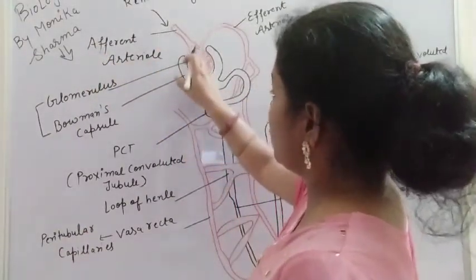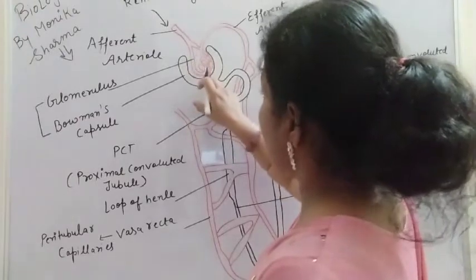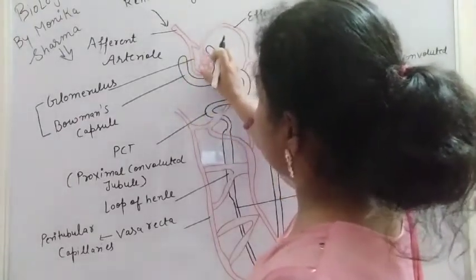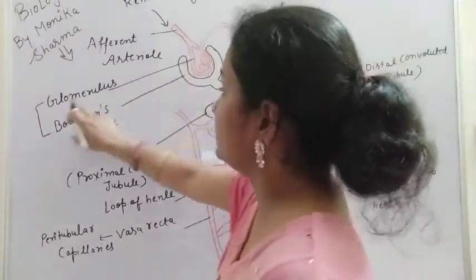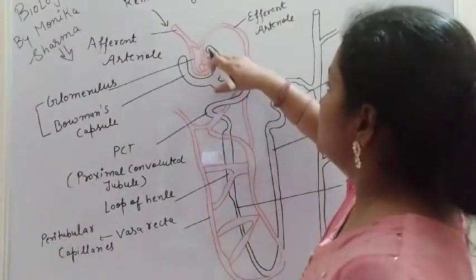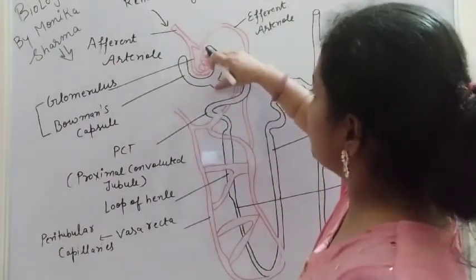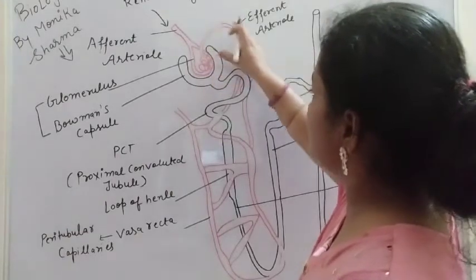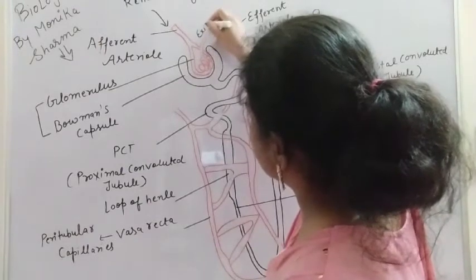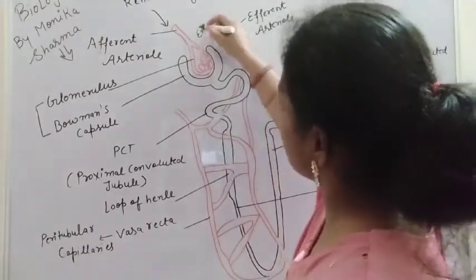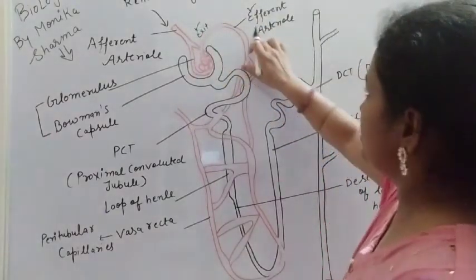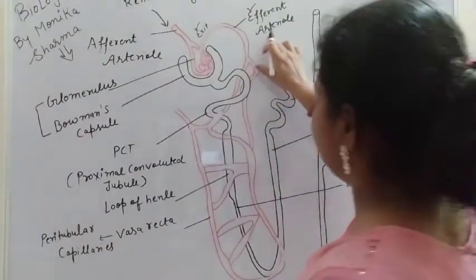Then this afferent arteriole enters into the Bowman capsule, and here it forms the bunch of capillaries, and that tuft of capillaries is nothing but the glomerulus. Then the blood vessel that is coming out from this bunch of capillaries, that is exiting, so E for exit, E for efferent. So we can say that this artery is known as efferent arteriole.